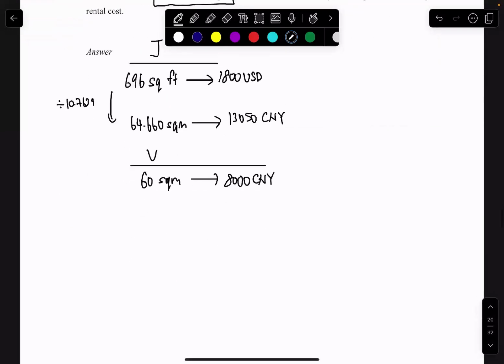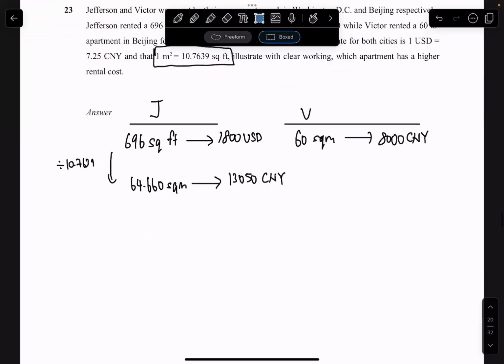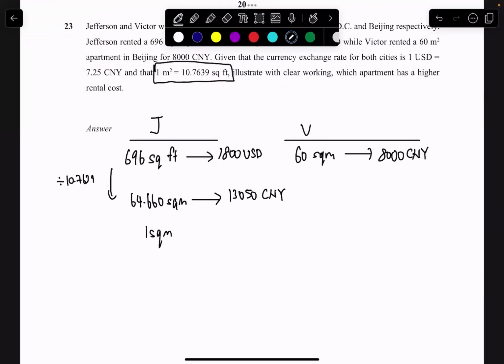Because once you make a comparison like this, let's shift this up here as well. So then we can see that for each square meter, 1 square meter will cost Jefferson 13,050 divided by 64.66, which is 201.82. Whereas for Victor, 1 square meter is equal to 8,000 divided by 60, which is 133.